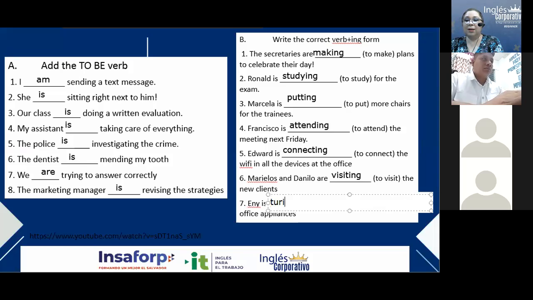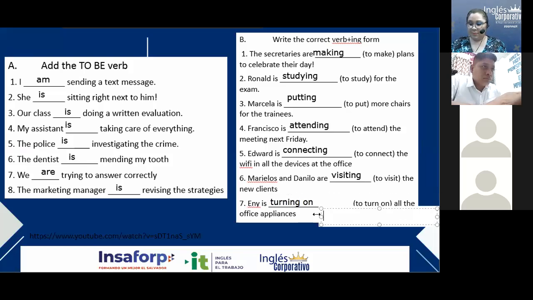Turn. Uh-huh. Do we have to add double N over there? Do we? Or don't we? For me, yes, it is.